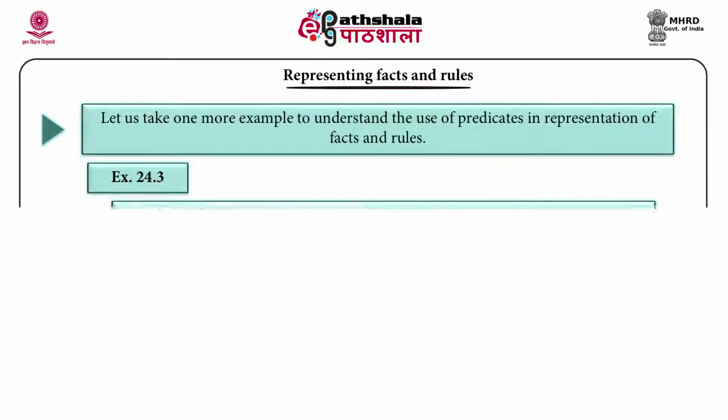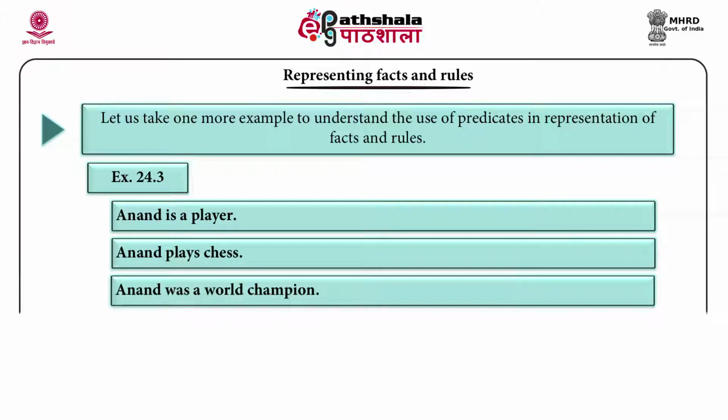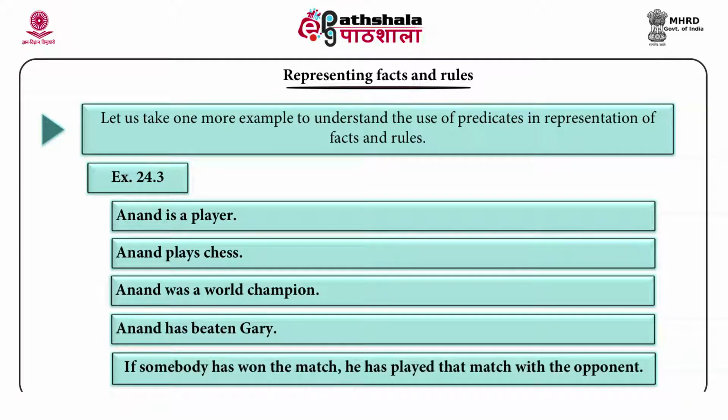The example 24.3 talks about how you infer from something which is given. If you read 24.3, you realize that Anand is a player, Anand plays chess, Anand was a world champion, Anand has beaten Gary. If somebody has won the match, he has played that match with the opponent. If you read that, you can easily confirm that Anand has played a match with Gary.